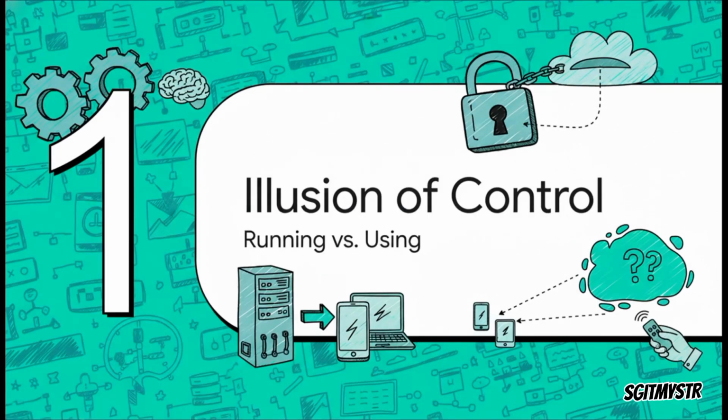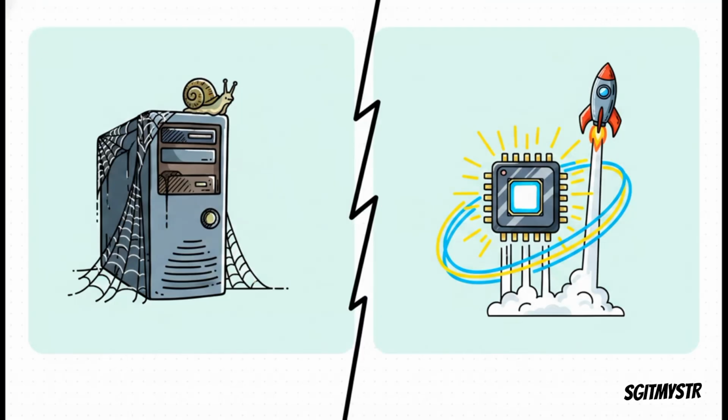All right, let's get right into Section 1, the illusion of control. A lot of tutorials out there just show you how to use an AI, but there is a massive, massive difference between just using an AI model and actually running it yourself. When you run it, you own it, you control it.